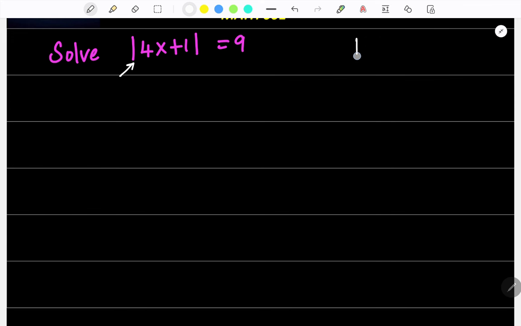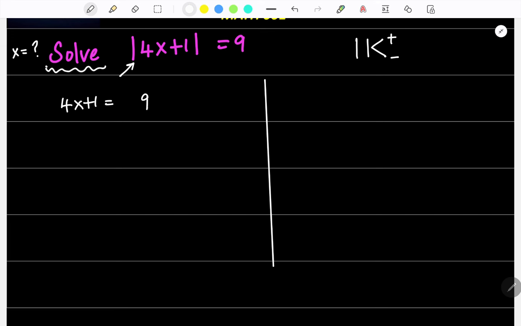Absolute value. Absolute value means, keep in your mind, it has plus value and minus value. What is the question? The question is solve. Solve means you are going to find the value of what? X. So absolute value, this one, you take 4x plus 1 equal to plus 9. There is one answer. Then the next answer is 4x plus 1 is equal to negative 9, because this consists of plus and minus.